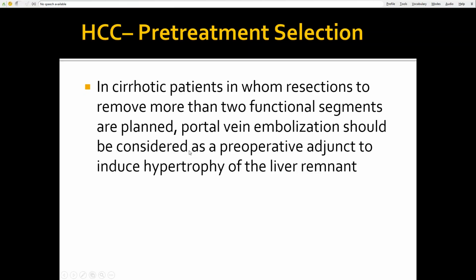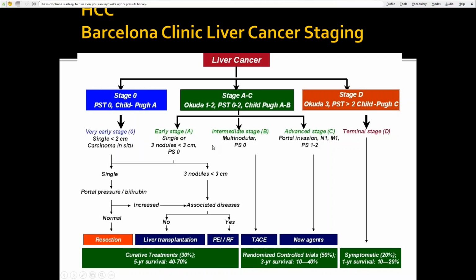Again, in cirrhotic patients in whom resection is planned, but it's a large tumor and you need some functional reserve, you might consider portal vein embolization. We also use the Barcelona Clinic Liver Cancer staging, a map to give you a brief idea of where the patient is on the Child-Pugh score and what might be the best modality to treat that particular patient. You look at your patient, come up with the numbers, and this gives you a rough idea of the best way to treat them.